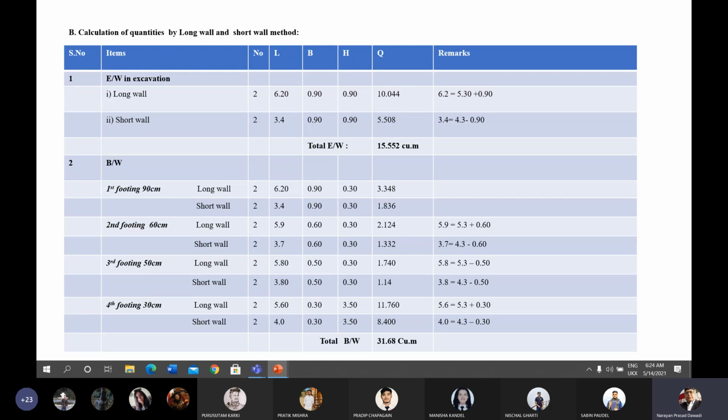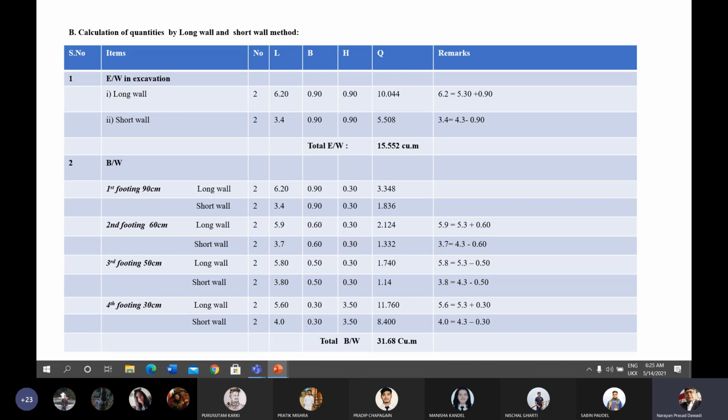That is, we have the total center line length of the longer side is 5.3. We have to add the breadth of the excavation, which is 0.90. That's why 5.3 and 0.90 is added to get the length of the long wall. That's why the length of the long wall is 6.20 meter. 6.2 is taken by adding center line length of longer side plus respective width of the footing. We are considering width as 0.90 meter here from the drawing. That's why the value will be 6.2 meter.